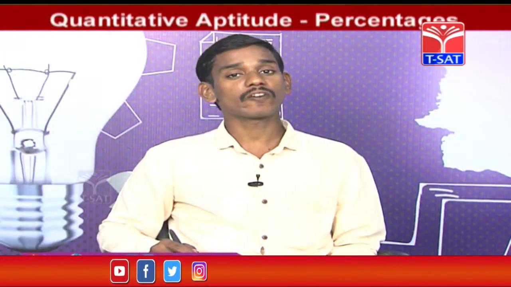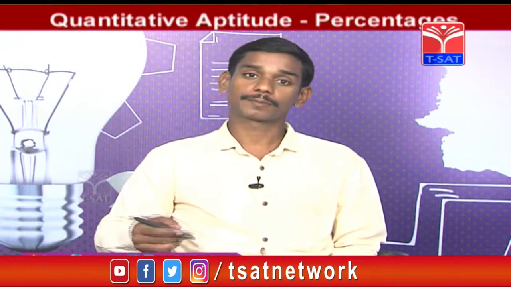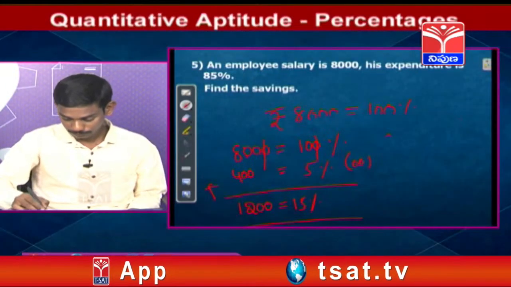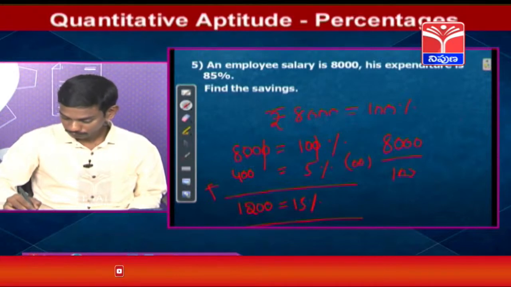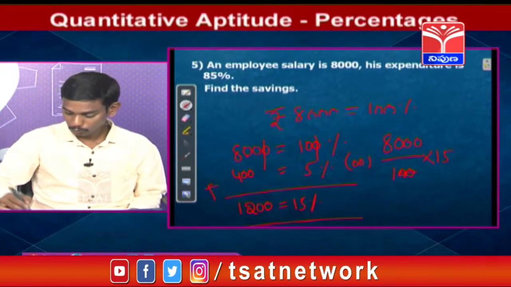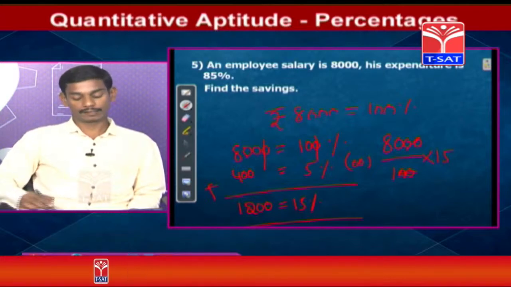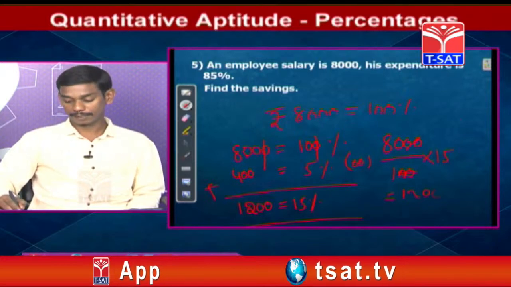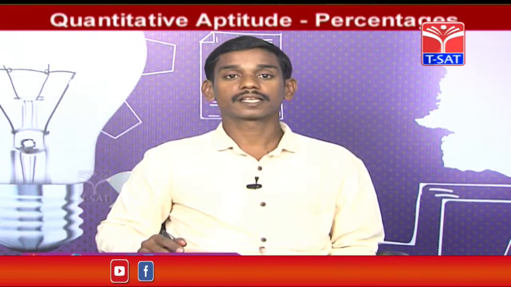So now what is the value of 15 percentage? 1200. It is the employee saving money. Otherwise better to follow the concept method also. Two zeros and two zeros will cancel. 8 into 15, that is equal to 120. One more zero here, please keep it here. So 1200 rupees employee saves the money. So this is the sixth question.